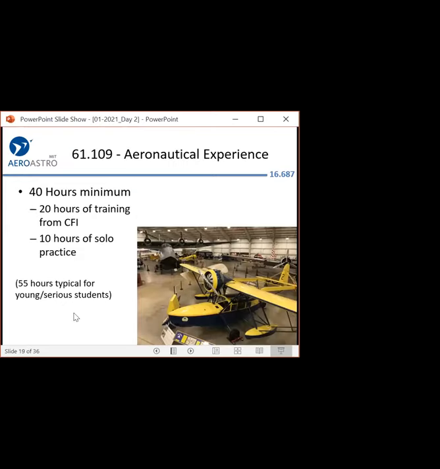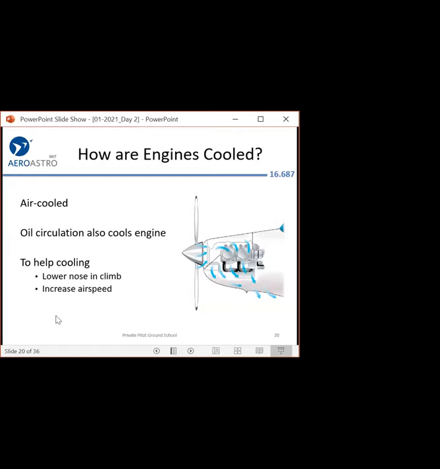There's a lot more information in the presentations about the level of aeronautical experience that is required. We tested on this yesterday. There's a 40-hour requirement, but most folks take about 55 hours or more. We talked a lot about aircraft.